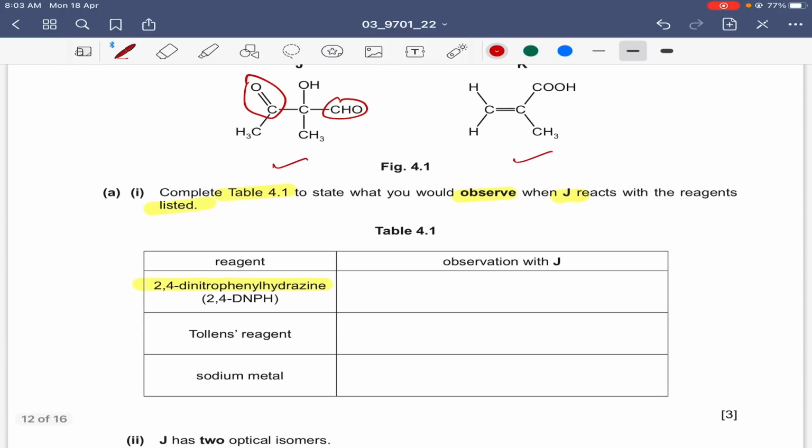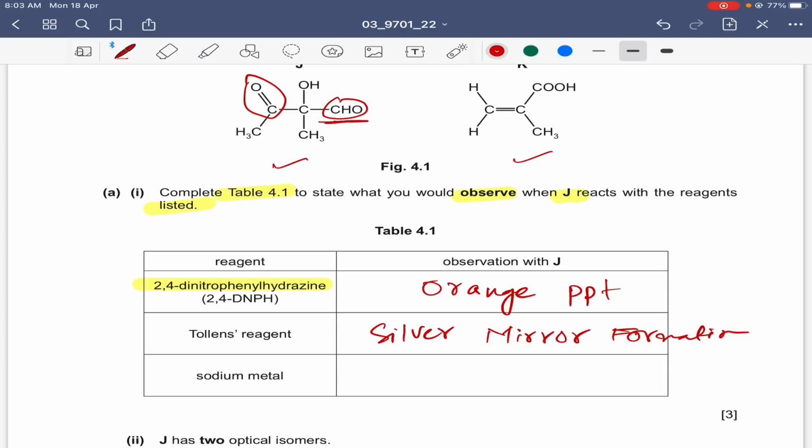So that means we get an orange precipitate when it reacts with 2,4-DNPH. With Tollens reagent, as aldehyde is present, the aldehyde will react with the Tollens reagent and we get a silver mirror formation. Both of them are redox reactions. Tollens reagent or Fehling's solution are used to test whether we have an aldehyde or ketone. Both Fehling's and Tollens reagent are weak oxidizing agents. They can react with aldehyde, but they cannot react with ketone.